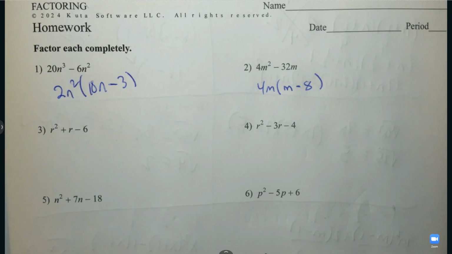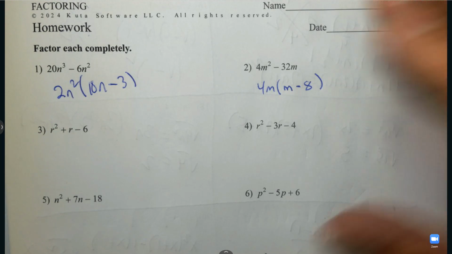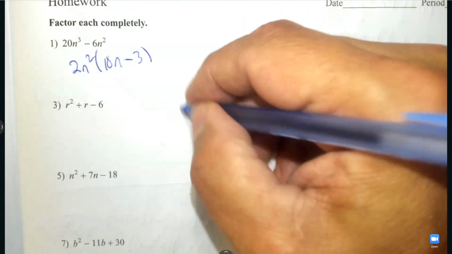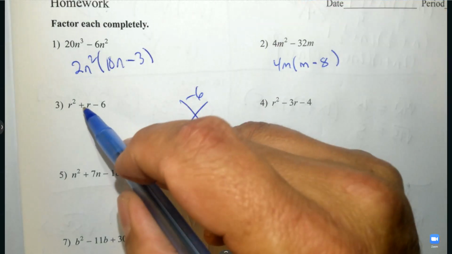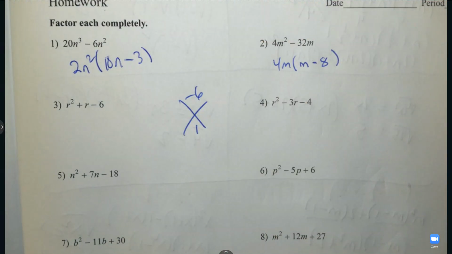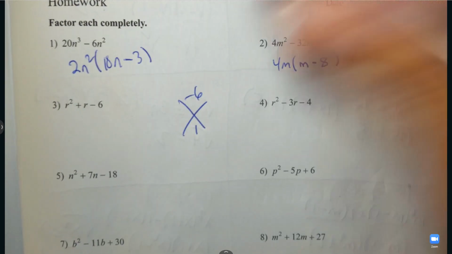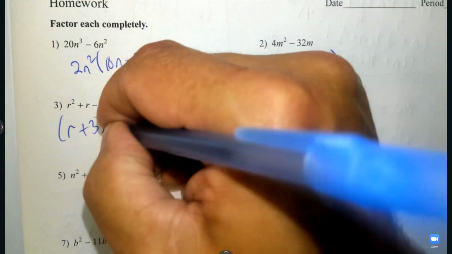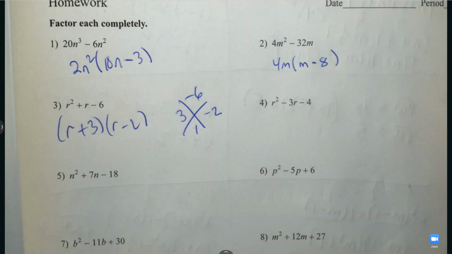They can be trickier than they look sometimes because you have to know your times tables. All of these you need to know your times tables. So negative 6, what number is in the middle that's invisible that I don't see? What are the two numbers that multiply to negative 6 and add to 1? That's positive 3 and negative 2. So we write 2 parentheses for positive 3 and negative 2.